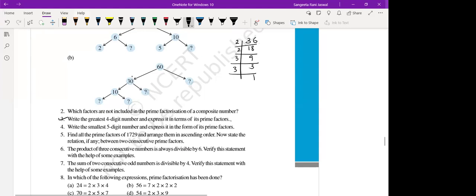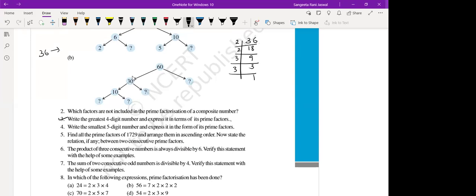Do it in your notebook. Ma'am, I don't understand the question. Now see, Nishika, I'm saying the greatest 4-digit number, you have to write its prime factors. You know what prime factors are? Suppose I'm writing the factors of 36. You told me all the factors of 36, no? Yes. Tell me once again.